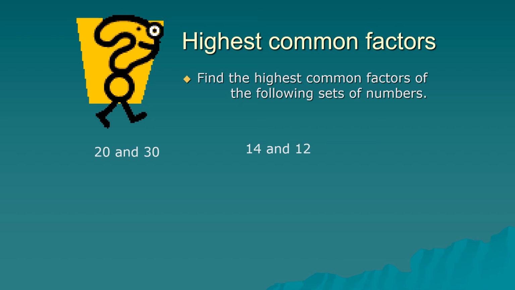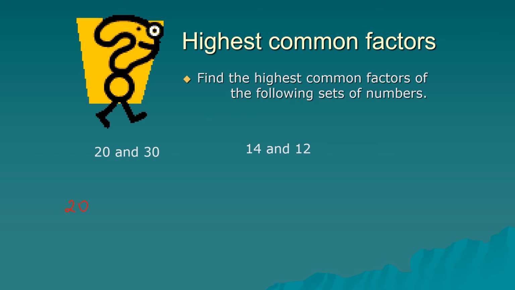Okay, now let's put our learning into practice. Let's get the highest common factors of these 2 sets of numbers. Let's start with 20 and 30. You could use any method that you like. You could use listing, prime factorization, or the division algorithm. In my case, I like to use the division algorithm because it's very quick.